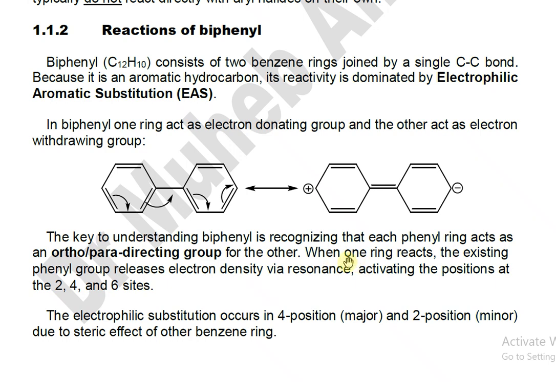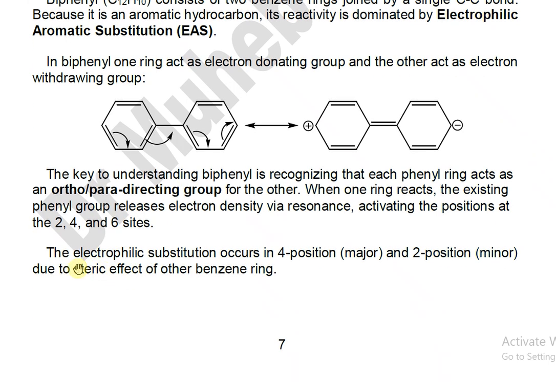When one ring reacts, the existing phenyl group releases electron density via resonance, activating the positions 2, 4, 6. Okay, look, 2, 4, 6. Where are the 2, 4, 6? This is 2, this is 4, and this is the 6th position. So the electrophilic substitution occurs in position number 4, the major one.